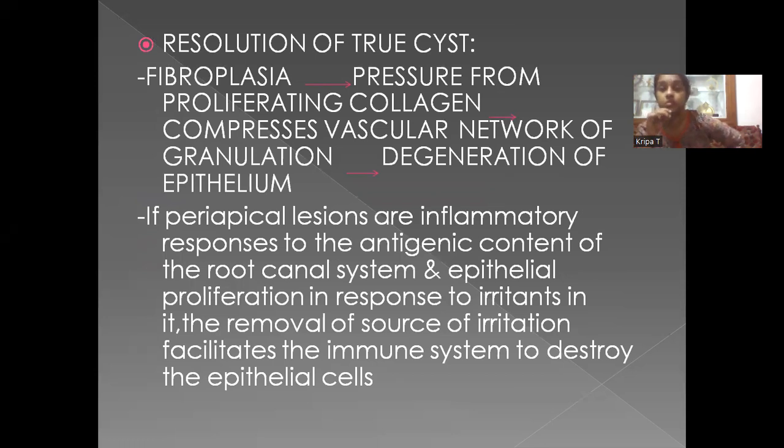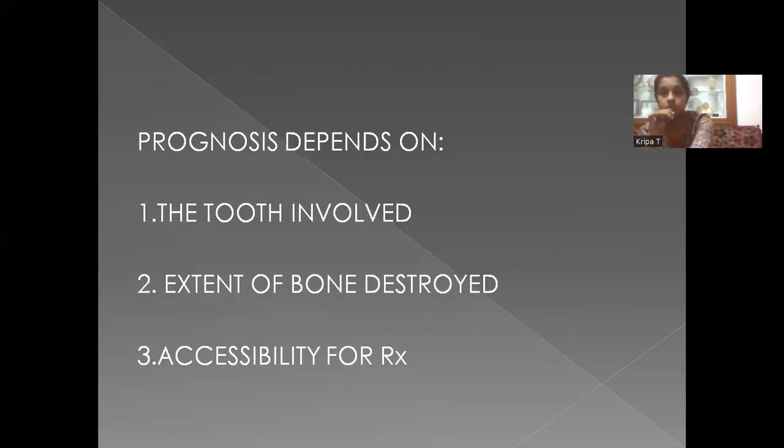so that there is fibroplasia, and collagen will develop inside. If periapical lesions are inflammatory responses to the antigenic content of the root canal, and the epithelial proliferation is in response to the irritation, as soon as you remove the irritation, the immune system will repair on its own. That's the idea behind doing an endodontic treatment for a cyst. Prognosis is based on which tooth is involved, how much bone is remaining or how much is destroyed, and the accessibility for treatment.